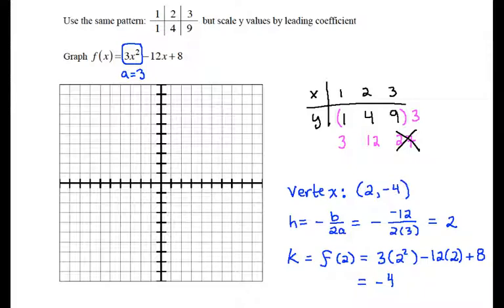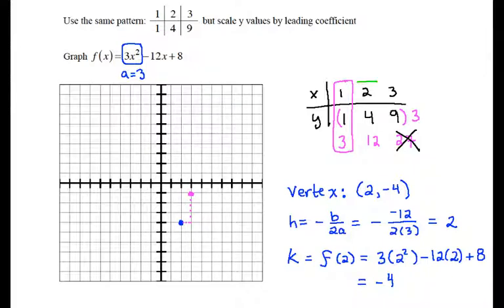I'll go ahead and plot that vertex right here. Now I am going to use the information from my 1, 2, 3, 1, 4, 9 pattern in which the 1, 4, 9 is scaled by the leading coefficient. So from here I'm going to plot the point 1, 3 relative to the vertex instead of relative to the origin. So I'll go right 1 and up 3 and I get a point on the parabola.